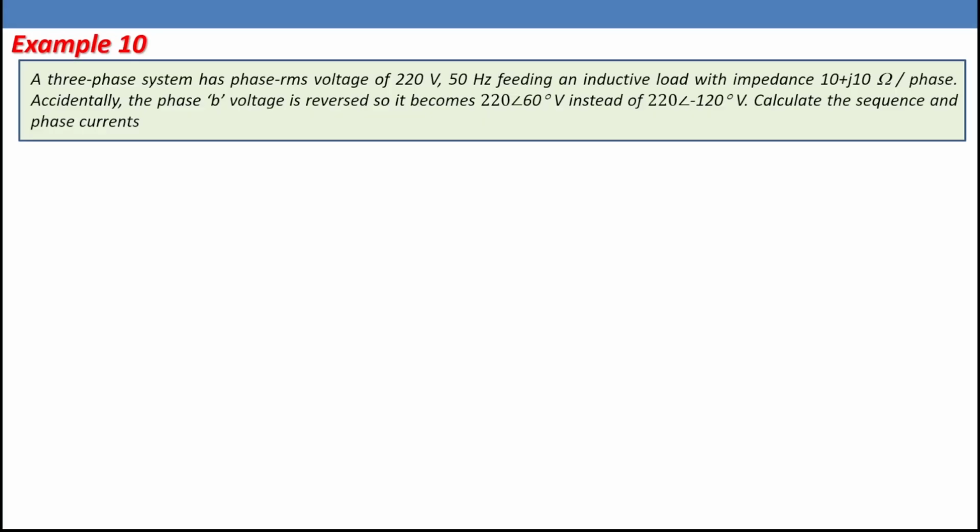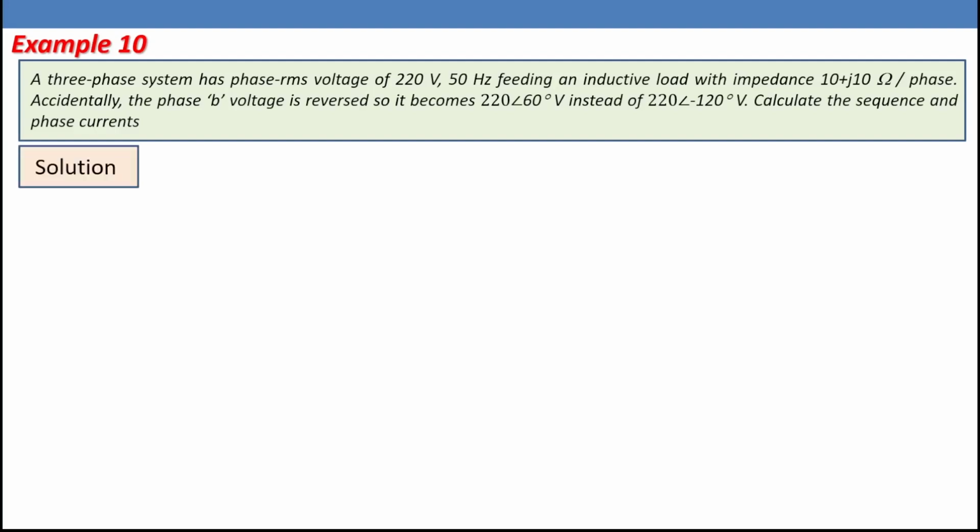Let's take an example. A three-phase system has phase RMS voltage of 220 volt, 50 Hz, feeding an inductive load with impedance 10 plus j10 ohm per phase. Accidentally, the phase B voltage is reversed, so it becomes 220 angle 60 degrees instead of 220 angle minus 120 degrees. So we need to calculate the sequence and phase currents.